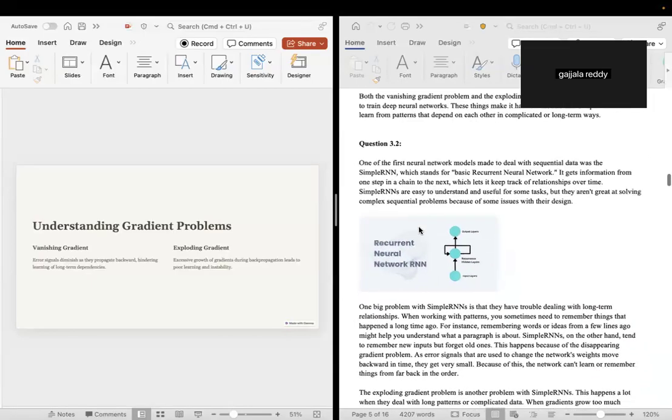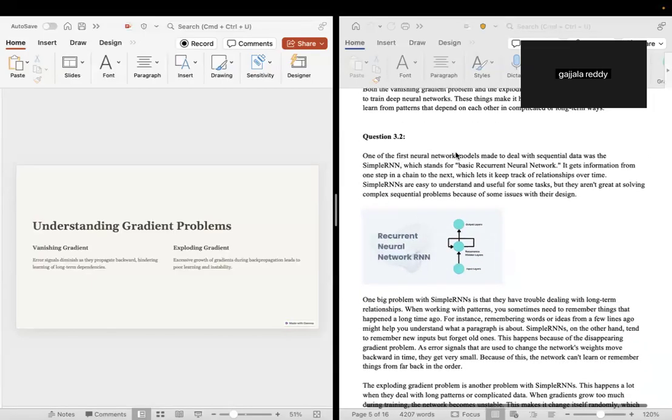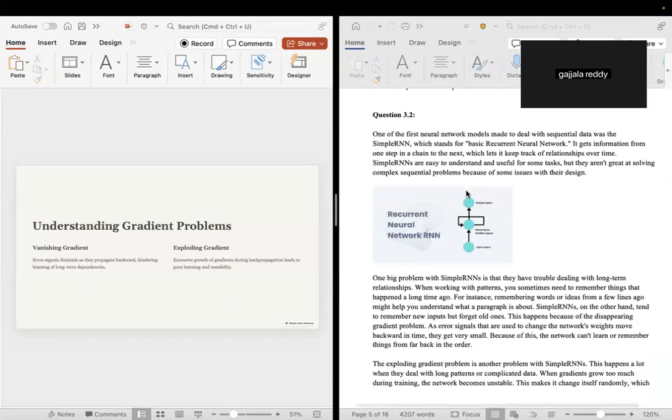Coming to question 3.2, one of the first neural network models made to deal with sequential data was the simple RNN, which stands for the basic recurrent neural network. It passes information from one step in a chain to the next, which lets it keep track of relationships over time. Simple RNNs are easy to understand and useful for some tasks, but they aren't great at solving complex sequential problems because of some issues with their design.